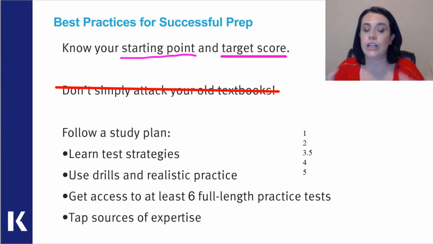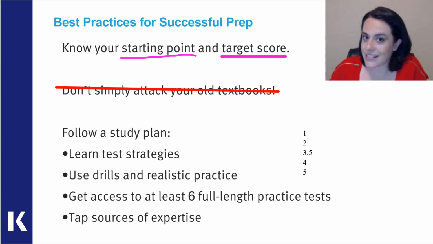But yes, 3 months can be sufficient. I spent about 3.5 months, and I went from a 141 quantitative, I'm not kidding, 141, which at that time was an 8th percentile.